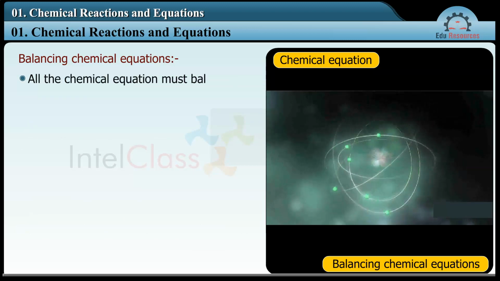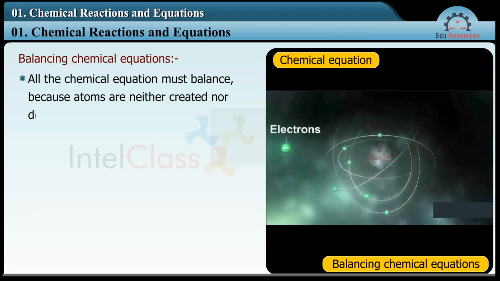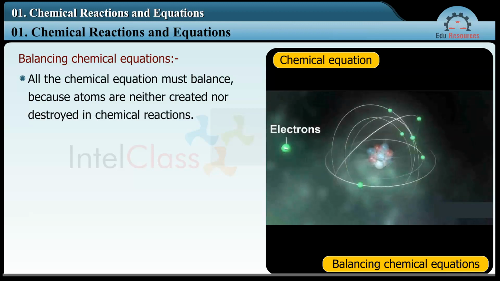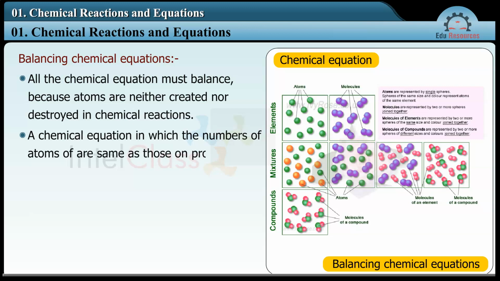All the chemical equations must balance because atoms are neither created nor destroyed in chemical reactions. A chemical equation in which the number of atoms of different elements on the reactant side, left side, are the same as those on the product side, the right side, is called a balanced reaction.